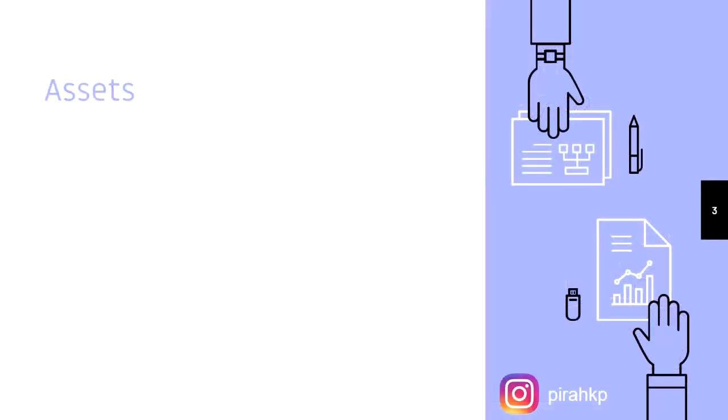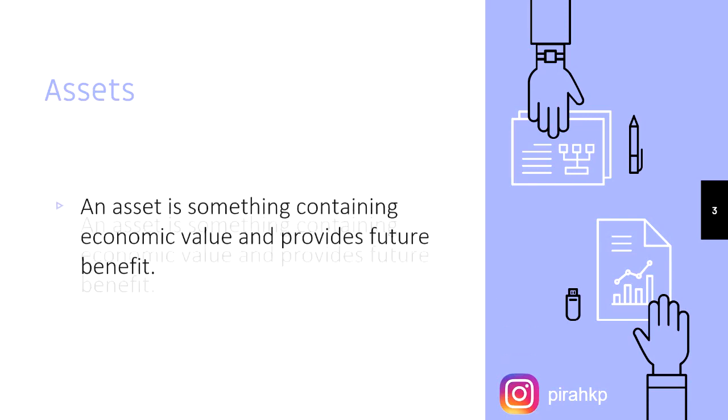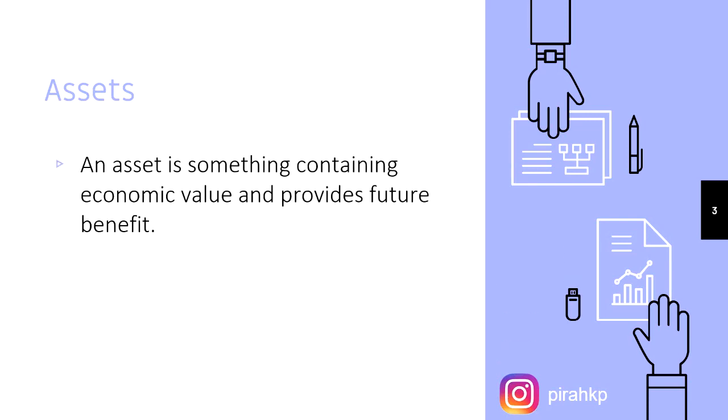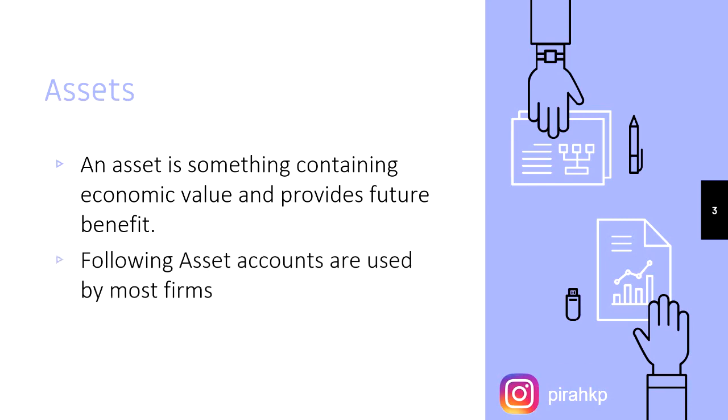So, assets. An asset is something containing economic value and it provides future benefit to the business, which means that this something can be used for some benefit in future, which is usually money. You can sell it, you can get some money from it, and so on. There are some subcategories that we are going to look at which come under asset accounts.